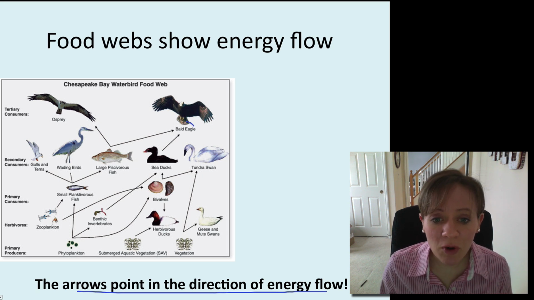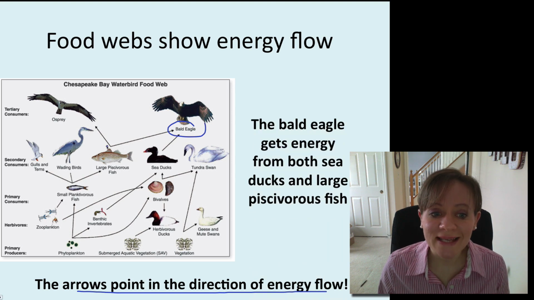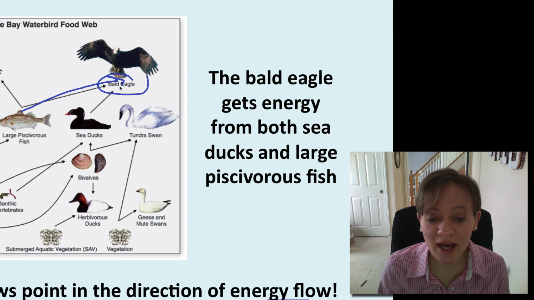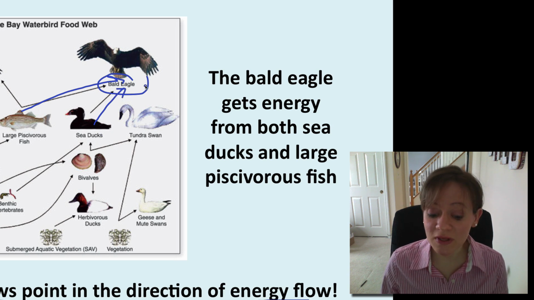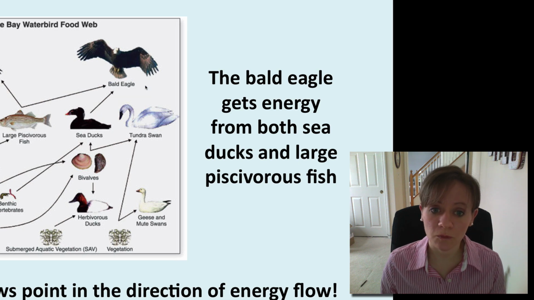The fish doesn't eat just one thing, or one thing doesn't just eat the fish. So we look at the bald eagle, for example. The bald eagle is getting energy from this fish, and it's also getting energy from the sea ducks. So the arrows point in the direction where energy is flowing. When you eat something, it flows from the food to you.